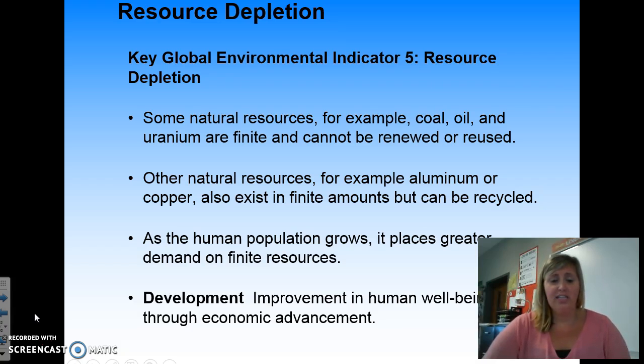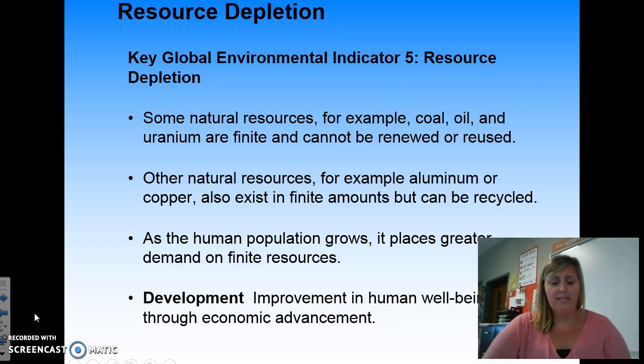So pollution and land degradation caused by mining, for example, waste from discarded manufactured products, and air pollution from the combustion of fossil fuels are just a few of the negative environmental consequences that come from extracting resources and using them. Renewable resources like timber, trees, can be grown and harvested indefinitely if managed the right way.